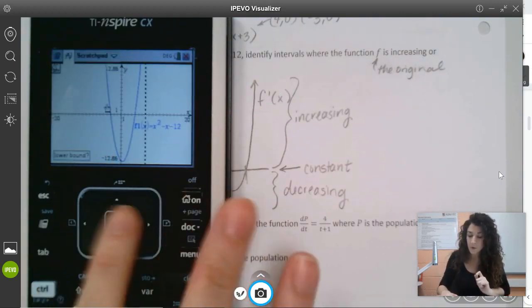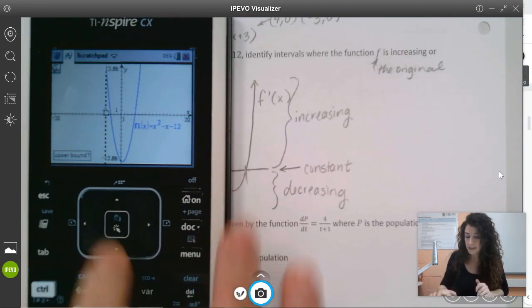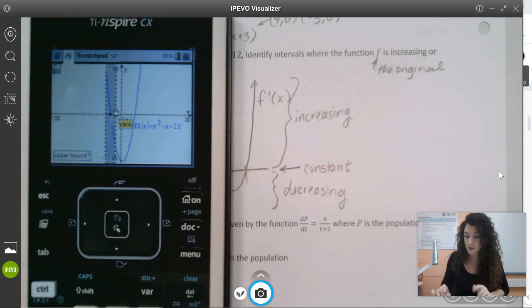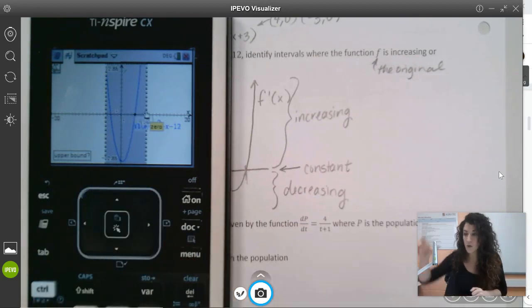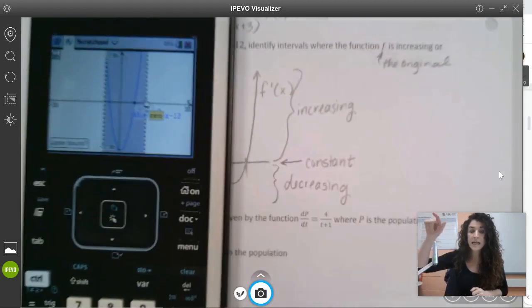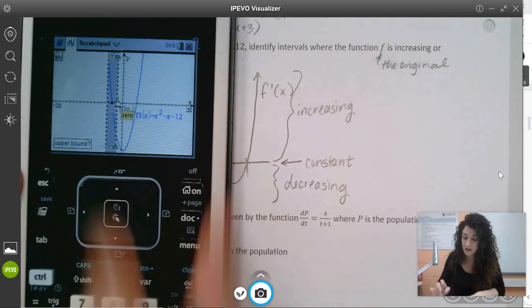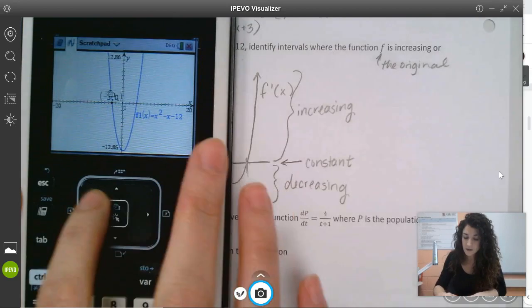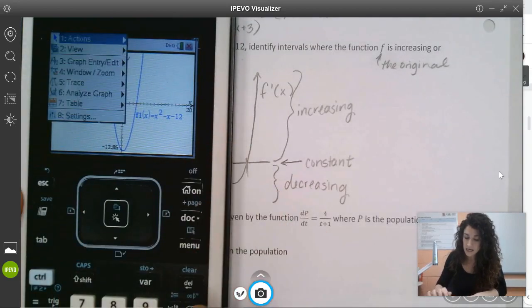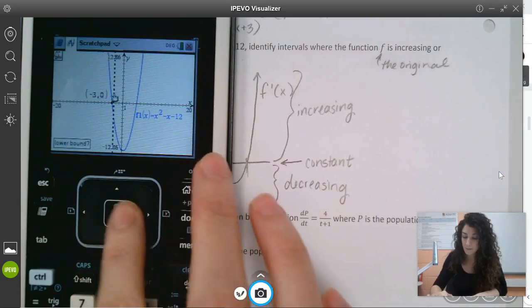Once you get there, for lower bound, you need to go to the left of the first one and press enter, then to the right of the first one and press enter. Do not include both of them, because then it only gives you one. Same with TI-84s. You need to scroll to the left and press enter, and then scroll to the right of it and press enter, and it'll tell you what it is. And then we all have to do it again for your second one.